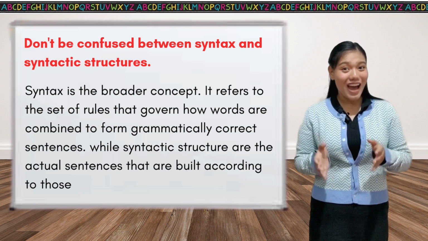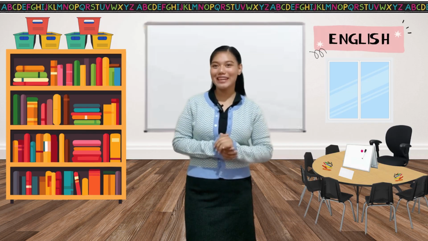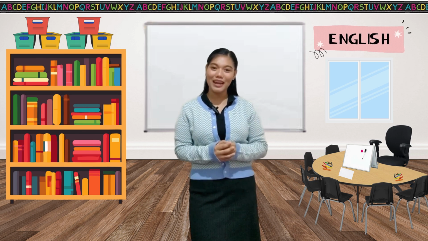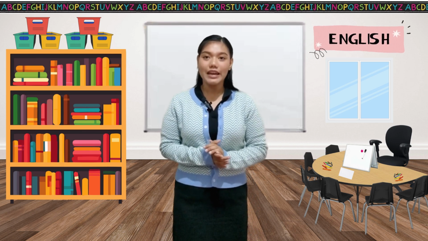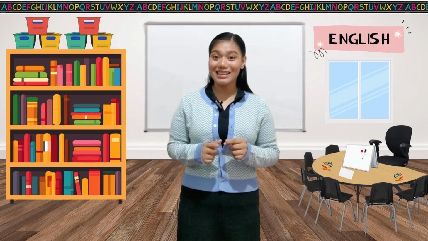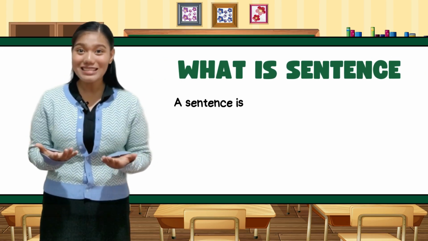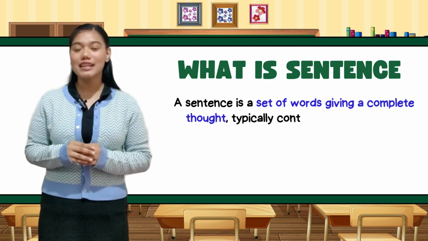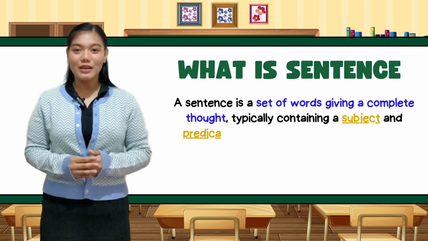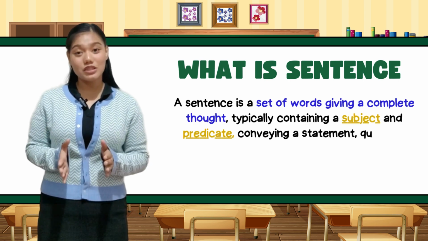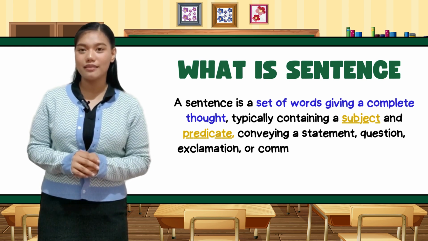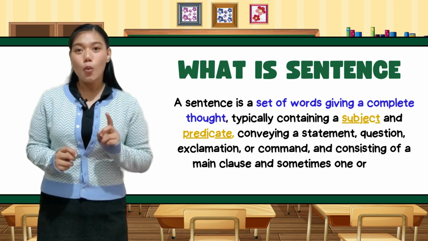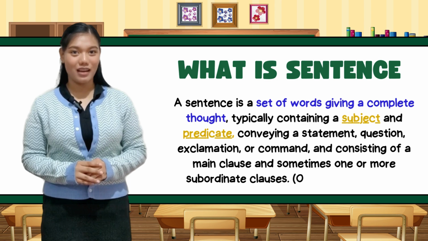So, get it? Alright. Let's begin by discussing sentence because it will be hard for us to create different types of sentence if we don't know what a sentence is. So, a sentence is a set of words giving a complete thought, typically containing a subject and predicate, conveying a statement, question, exclamation, or command, and consisting of a main clause and sometimes one or more subordinate clauses.